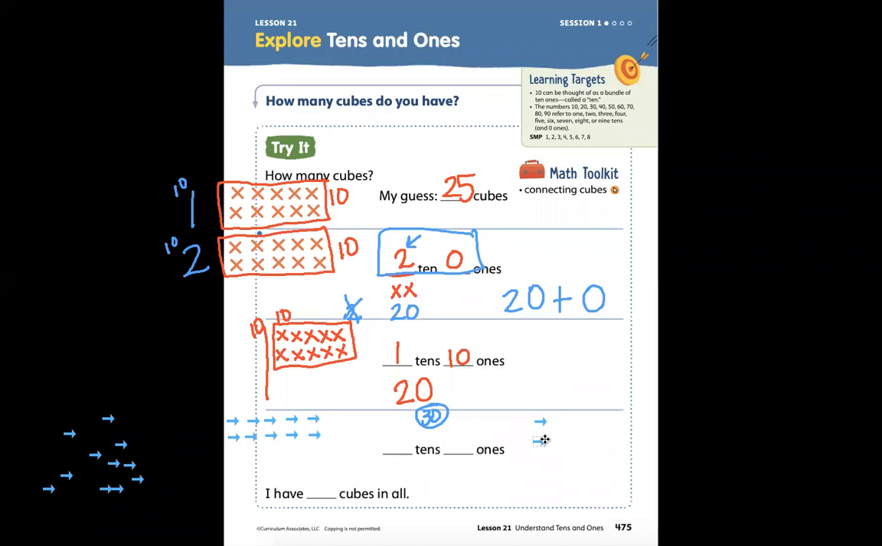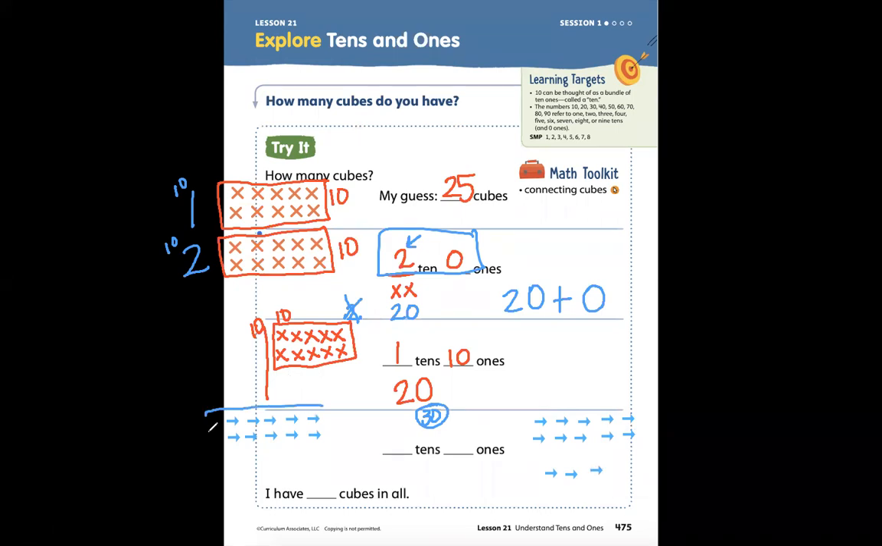1, 2, 3, 4, 5, 6. Notice how I'm lining them up. 7, 8. Hey, come with me. 9, 10. So there's a second group of 10. And then I have 1, 2, 3 ones. Okay, I'm going to put a box around my 10s.